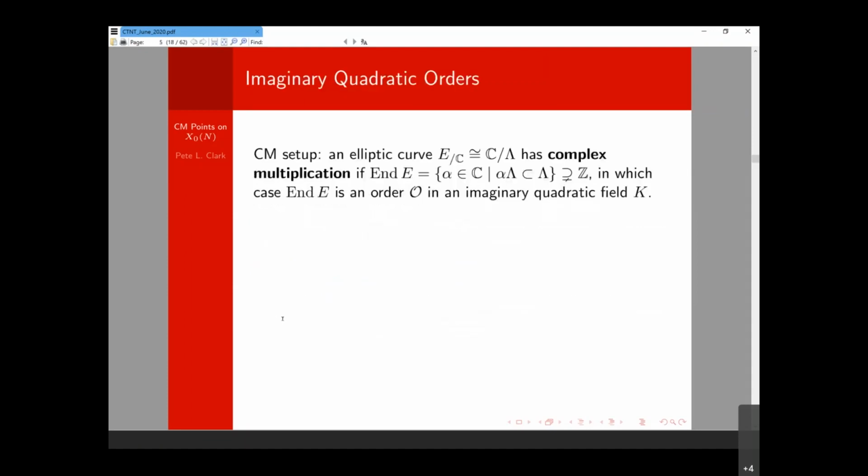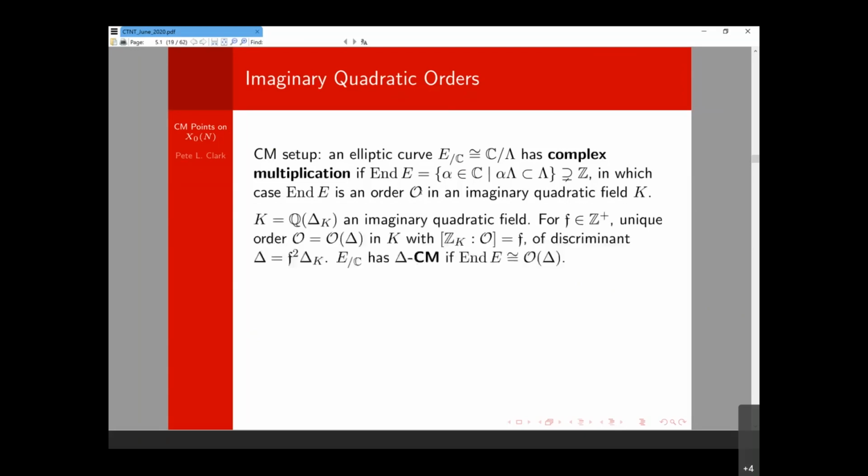Okay, so what's complex multiplication? If you have an elliptic curve over the complex numbers, you can write it as C modulo a lattice, and then the endomorphism ring from this perspective is literally just the set of complex numbers that stabilize the lattice. And the two choices are either the integers, which is what happens most of the time, or the endomorphism ring is an order in an imaginary quadratic field. In the latter case, we say the elliptic curve has complex multiplication. Okay, so for this talk, we have an imaginary quadratic field.